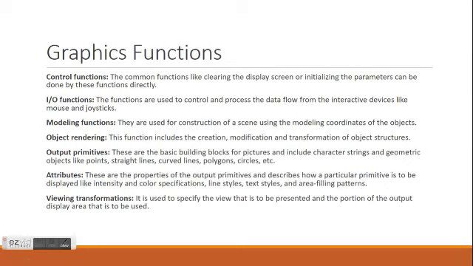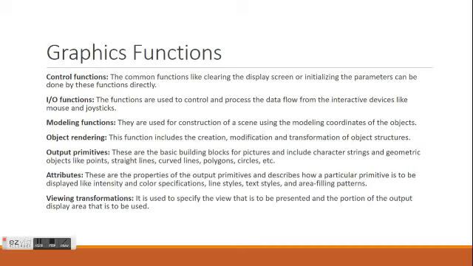So there are various types of graphics functions. One of them is a control function, which is used to clear the display screen or initialize the parameters. The input-output functions are used to control and process the data flow from devices like mouse and joysticks. There are modeling functions which are used for the modeling coordinates of the objects. Object rendering is specifically used for creation and modification of object structures.